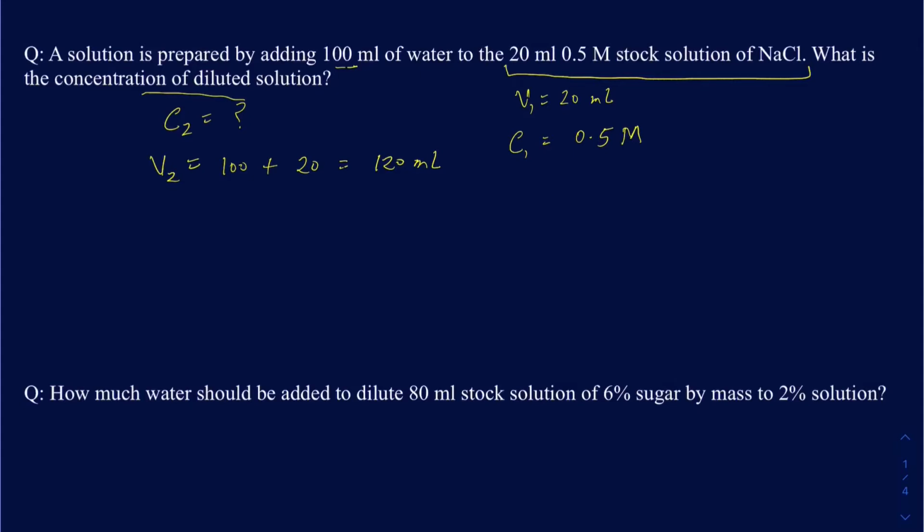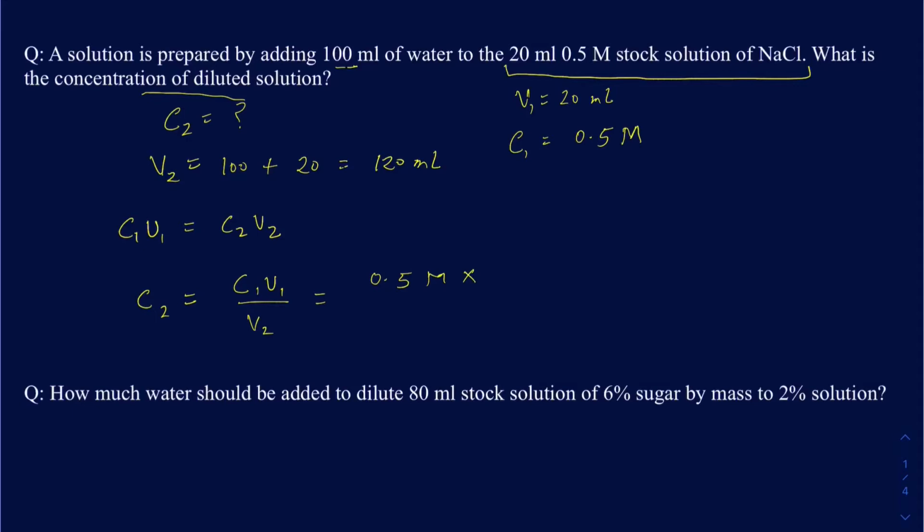Okay, so now we've got everything here. Just go and set it up. We want to use C1 V1 equals C2 V2, and we're trying to figure out the C2. So I'm going to divide both sides by V2. It's going to be C1 V1 over V2. So my C1 is 0.5 molar.